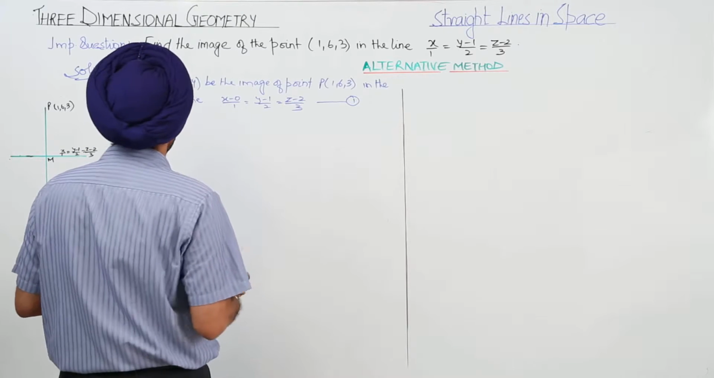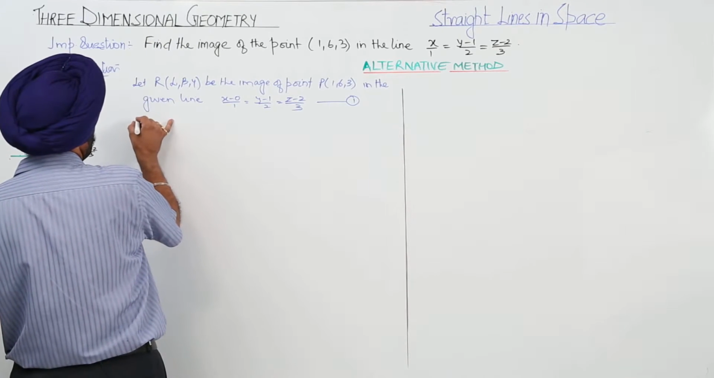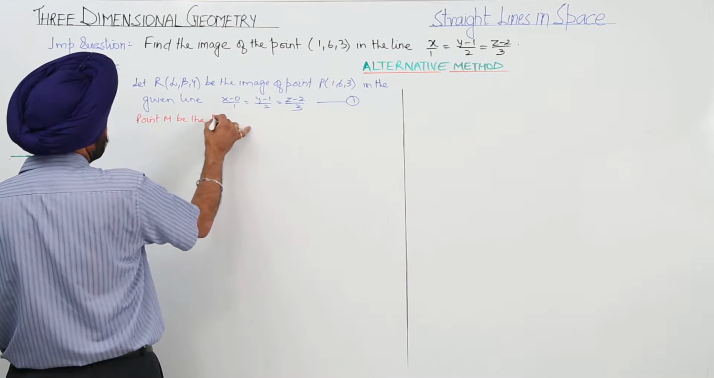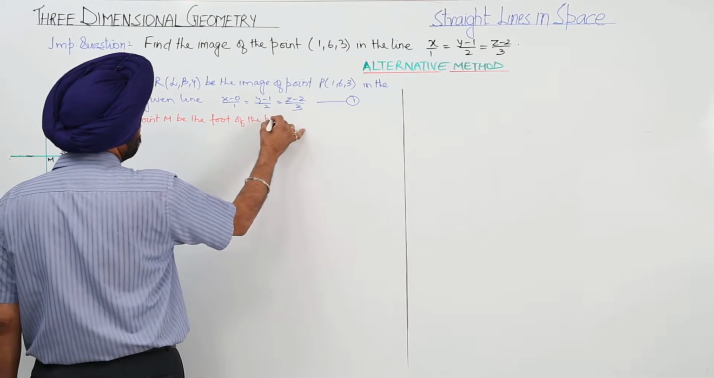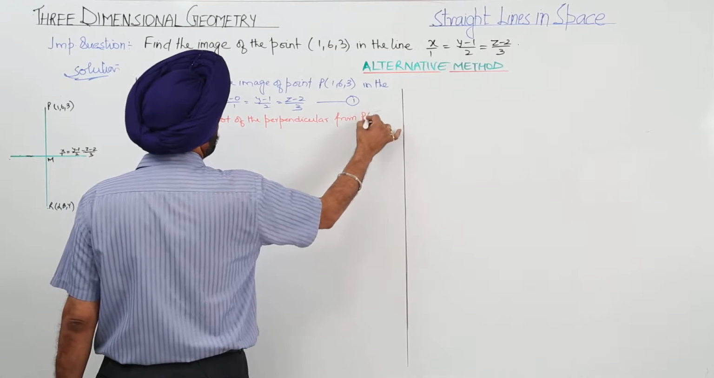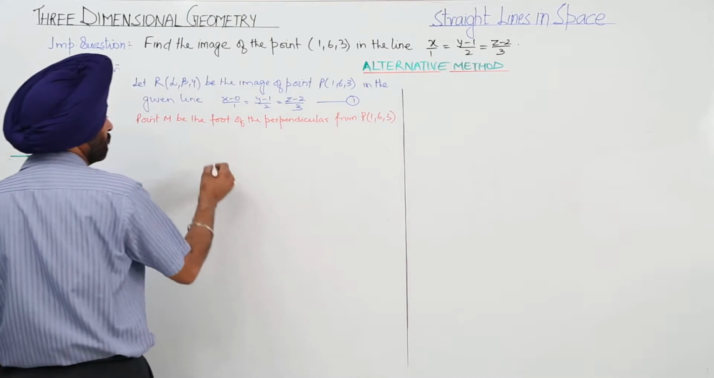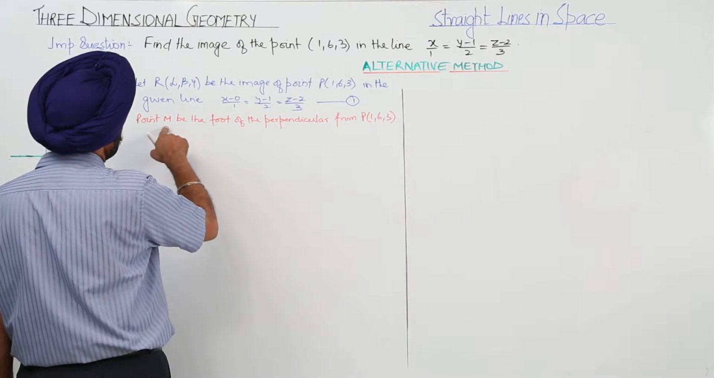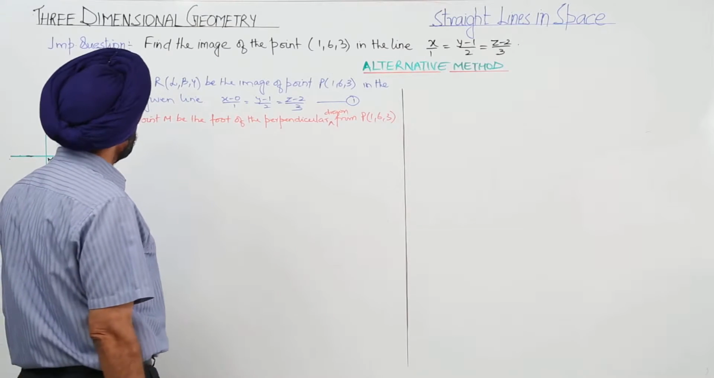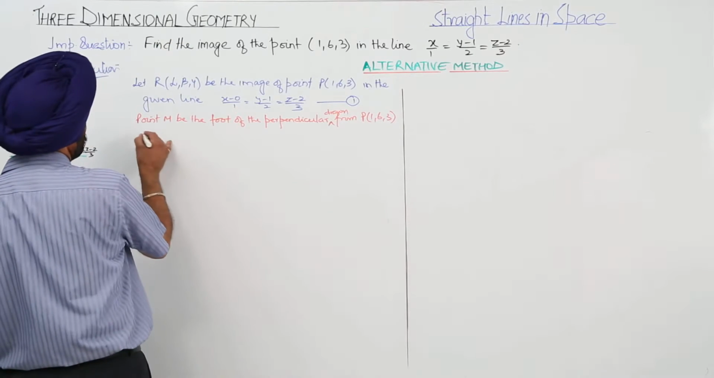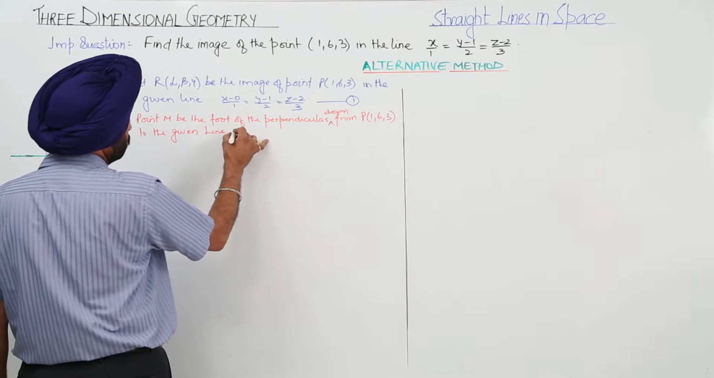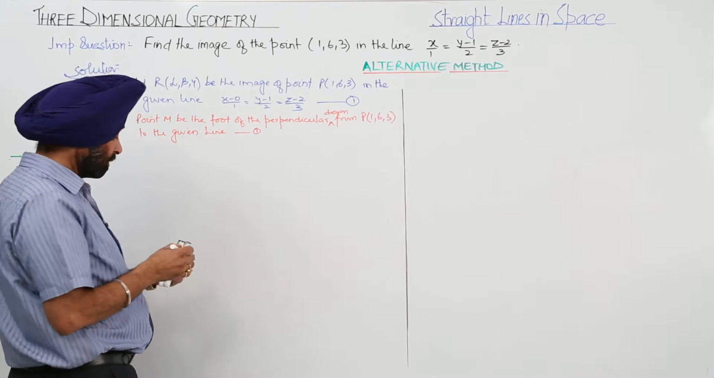Now, let point M be the foot of the perpendicular drawn from point P (1, 6, 3) to the given line, that is number 1. Given line you can write here this one. Okay.